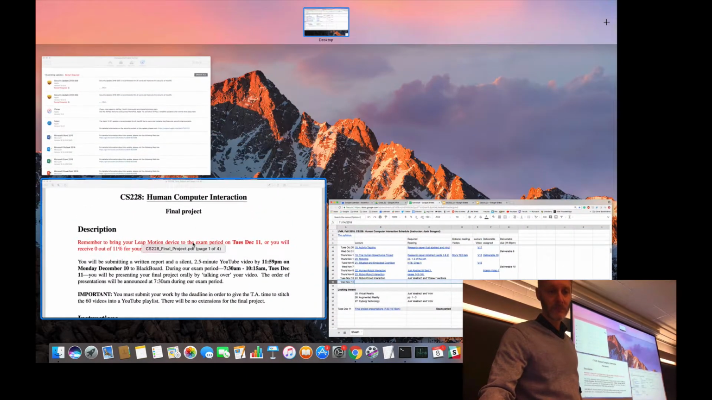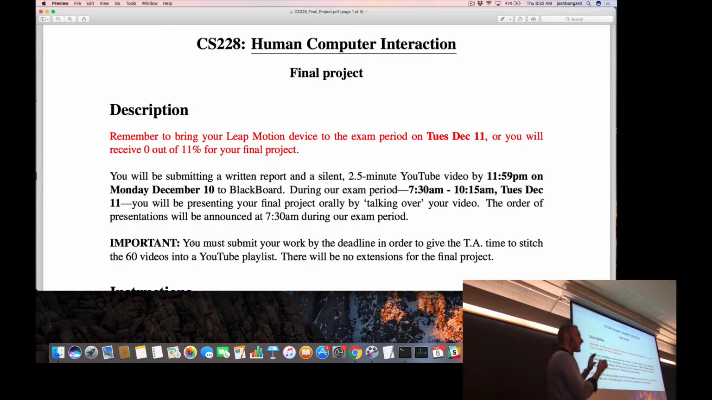Okay. So 3 parts of the final project: the interim videos, and then the night before the exam period, you're going to be submitting in Blackboard a written report. It's just a summary of your final project, the added functionality, and the user testing, which we'll talk about in a moment. Finally, the third part is going to be a 2.5-minute YouTube video that you're going to be submitting, and we'll talk about that as well.